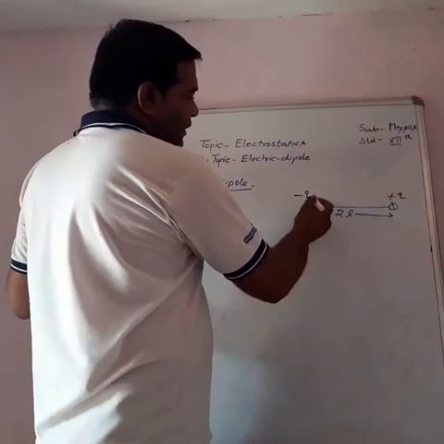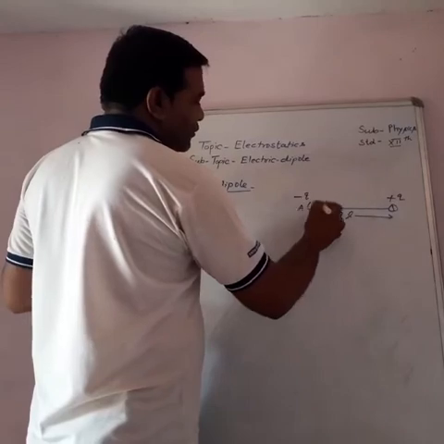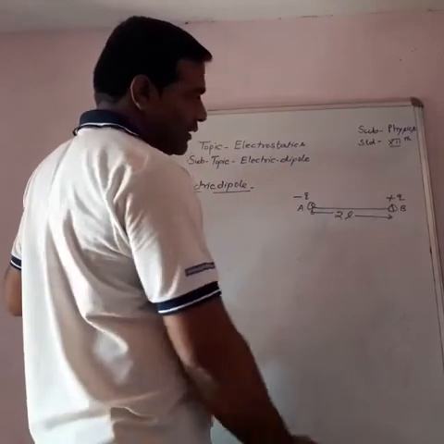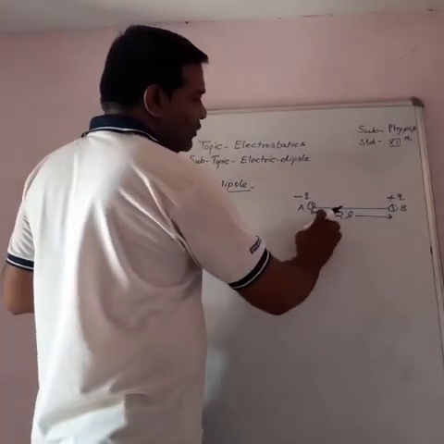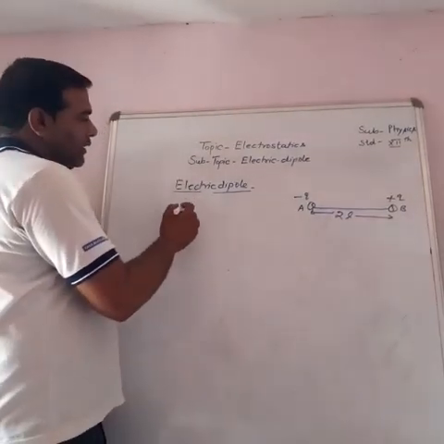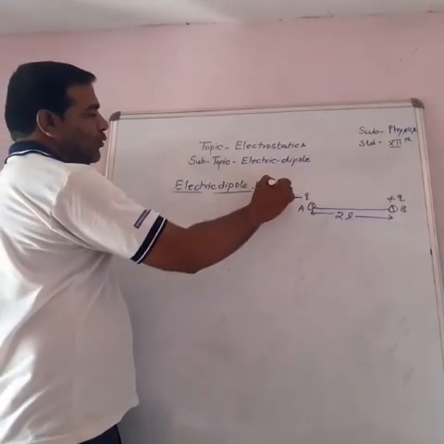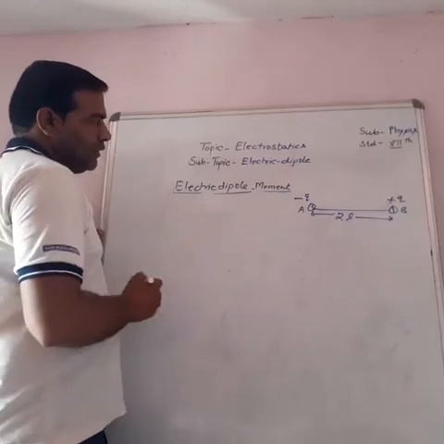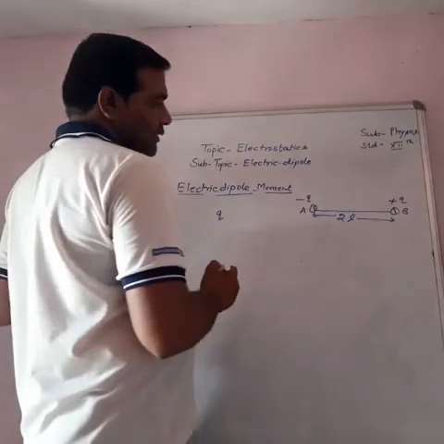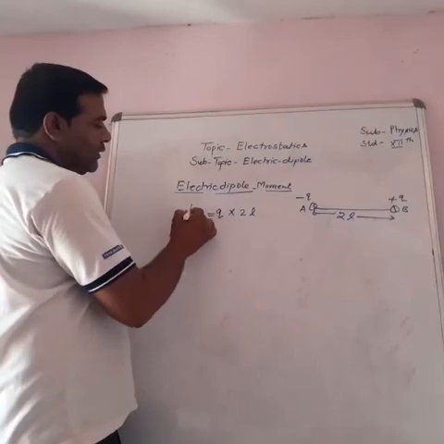Here let minus q and plus q be taken as two equal and opposite charges which make a dipole AB, and the distance between the two charges is 2L. So from here you can find the electric dipole moment. Electric dipole moment is the product of one charge and the distance between the two charges and is denoted by P.